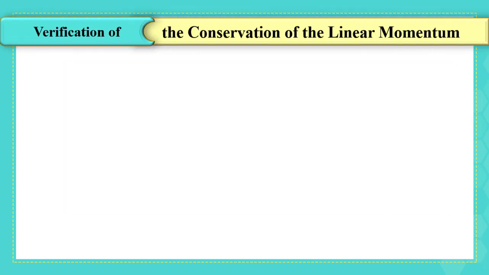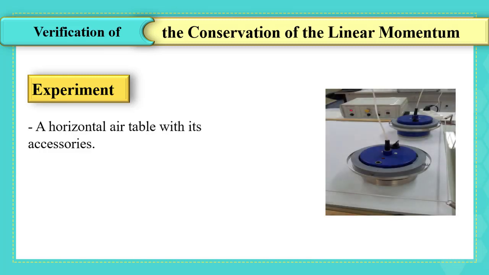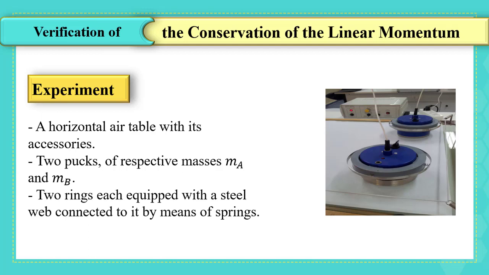You should have watched the previous video about verifying the conservation of linear momentum experimentally. In this part, we are going to re-explain the method in our way. First, we need a horizontal air table with its accessories, two pucks of respective masses MA and MB, two rings each equipped with a steel web connected to it by means of springs.